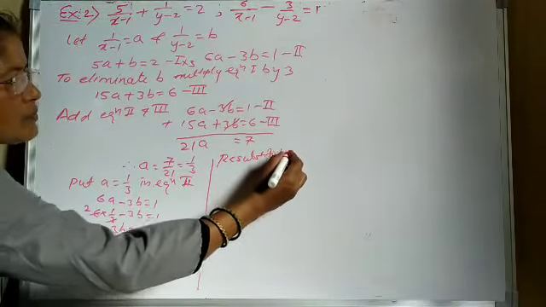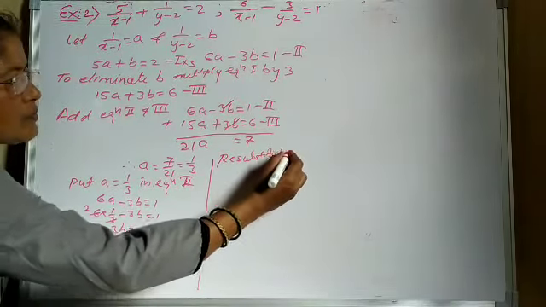31a plus 27b is equal to 89. Just add these two equations. After adding, what will you get here? 27 plus 31, 58a plus 58b is equal to 174. Now in order to bring it to the simplest form, divide throughout this equation by 58.